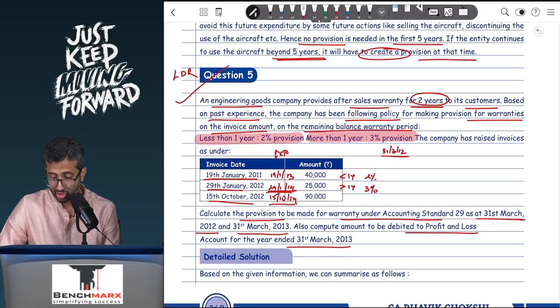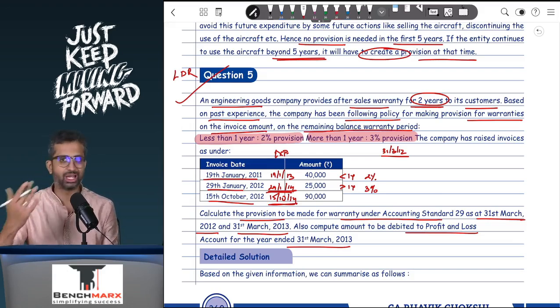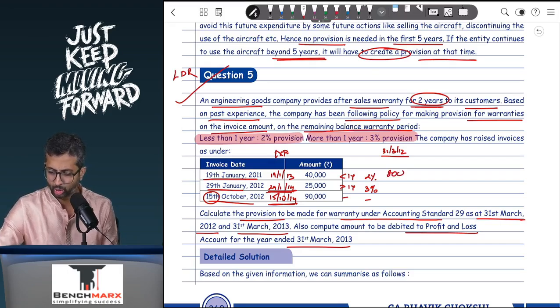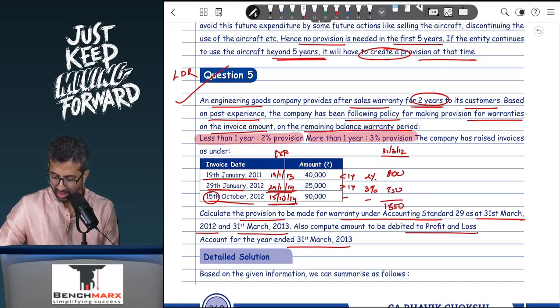For the third, if I just compare the warranty, it will show 2 years and 6.5 months, but that is fundamentally wrong, because this sale is happened on 15th October. Remember, the provision for warranty arises the moment you sell the goods. As of now, on 31st March 12, the goods have not even been sold, and hence there will be no provision. So over here, 2% of 40,000 will come to 800, and 25,000 into 3%, 750, and hence your total will be 1550.